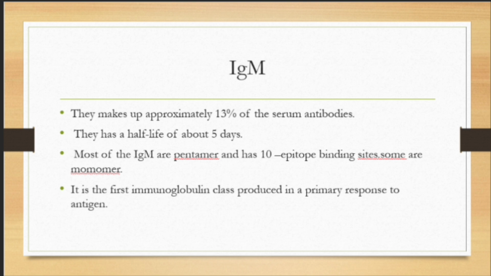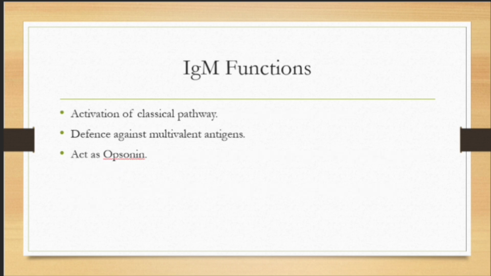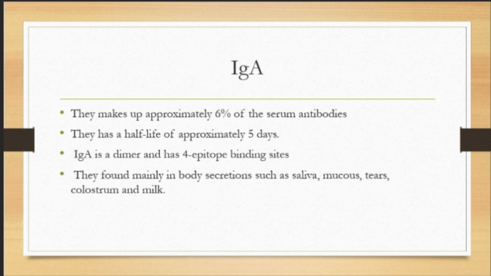Next one is IgM. It makes up 13% of serum antibodies and has a half-life of about 5 days. It is a pentamer and has 10 epitope binding sites. Some of them are monomers. It is the first immunoglobulin class produced in a primary response to the antigen. Functions of immunoglobulin M: activation of the classical pathway. It defends against multivalent antigens and acts as an opsonin.